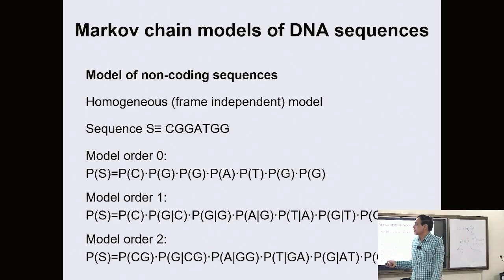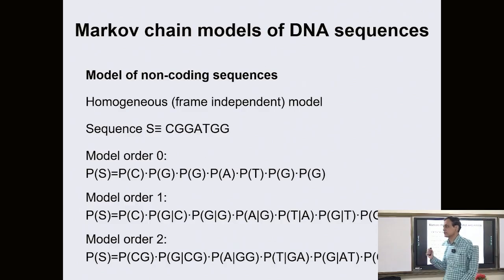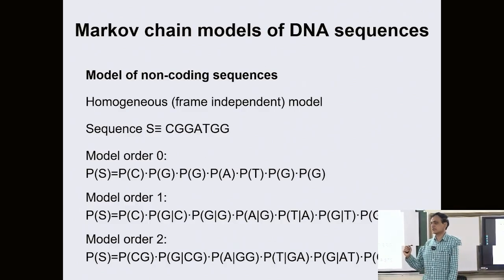Markov chain model of order 1. Okay. So the occurrence of a base depends on just the previous base.